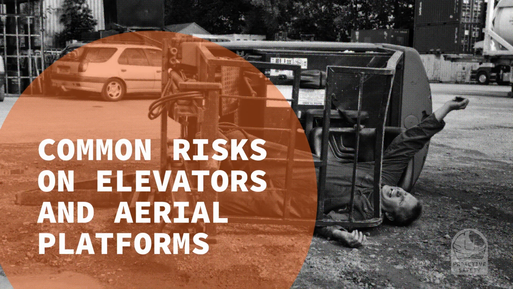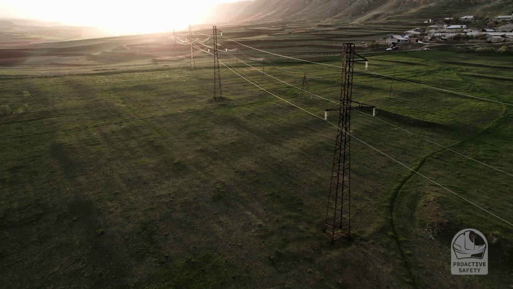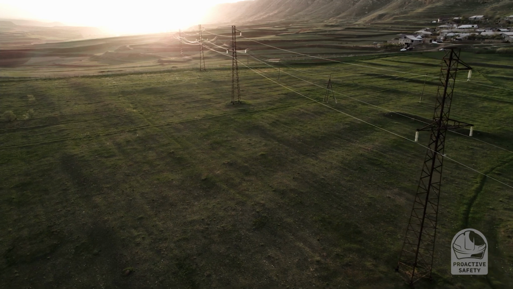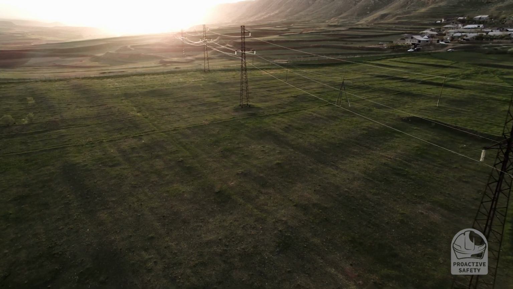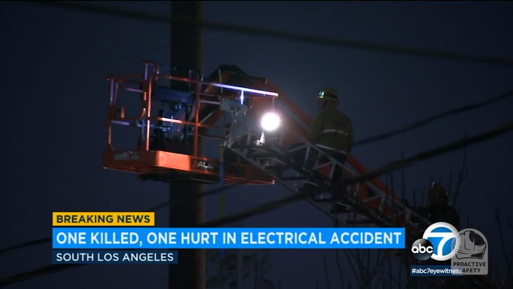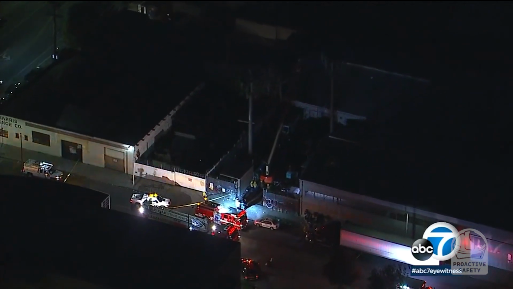Common risks on lifts and aerial platforms. Contact with electrical lines. The hazards: electrocution, fires, explosions, and falls. An example is a worker too close to a power line, who can have serious accidents. So take action by staying calm, keeping your distance, reporting the incident, and waiting for any instructions from emergency personnel.